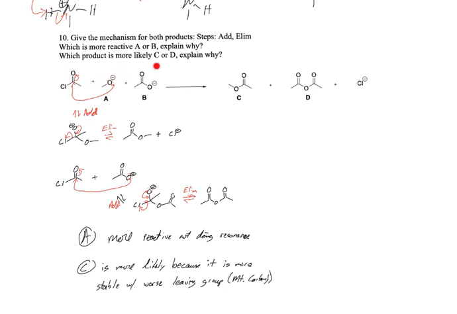And then which product is more likely, C or D? So C is more likely because it's more stable. Right, it has the worst leaving group. Right, it's lower on the Mount Carbonyl than the anhydride is. It also comes from the most reactive starting material. Right, so it's making the most stable product. So that's kind of what I was looking for there, right? Remember thinking about reactive starting materials and stable products and how those things affect reactions.